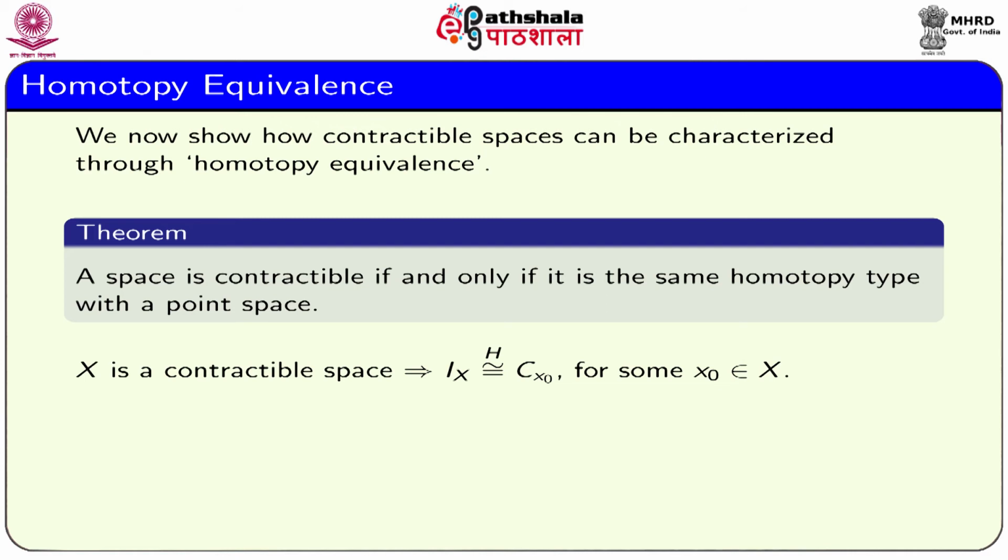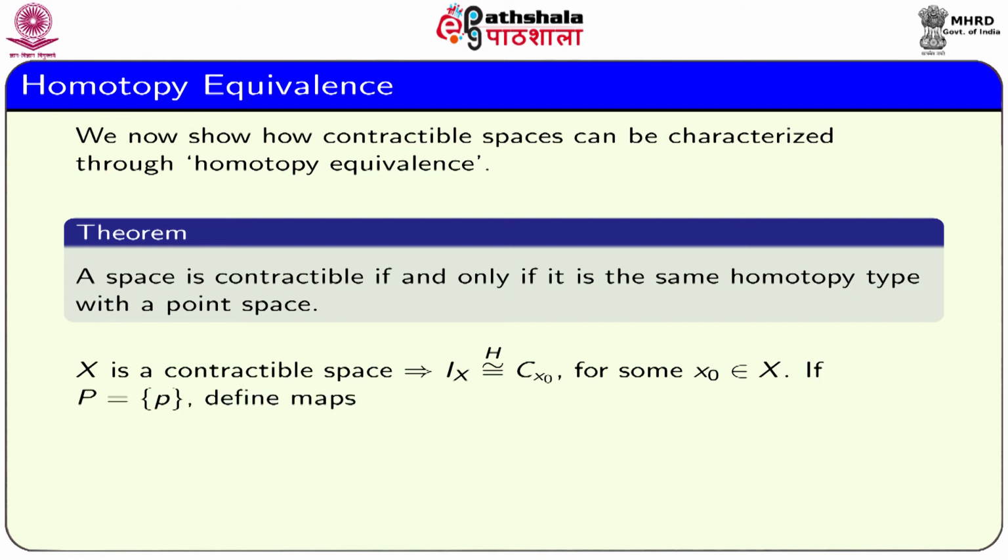Now, in this case, we are to show that if the space is contractible, then we can find a point space such that X is of the same homotopy type as the point space. So, X is a contractible space. By the definition of contractibility, we are going to get a point x0 from X such that the identity function is homotopic to the constant function at x0.